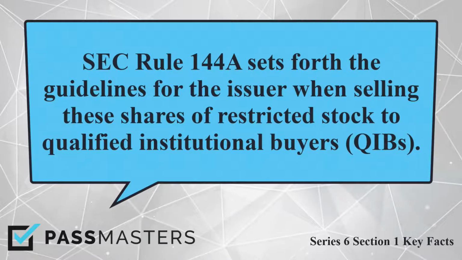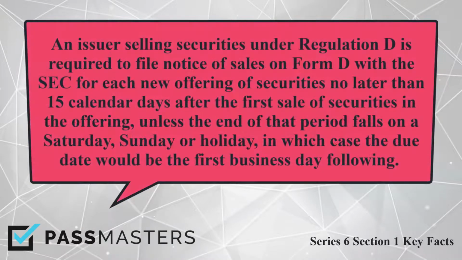SEC Rule 144A sets forth the guidelines for the issuer when selling these shares of restricted stock to qualified institutional buyers. An issuer selling securities under Regulation D is required to file notice of sales on Form D with the SEC for each new offering of securities no later than 15 calendar days after the first sale of securities in the offering, unless the end of that period falls on a Saturday, Sunday, or holiday, in which case the due date would be the first business day following.